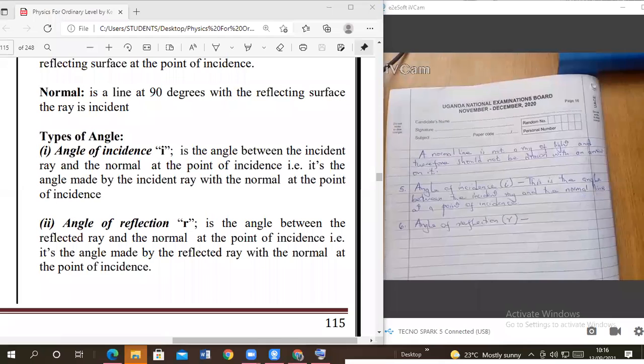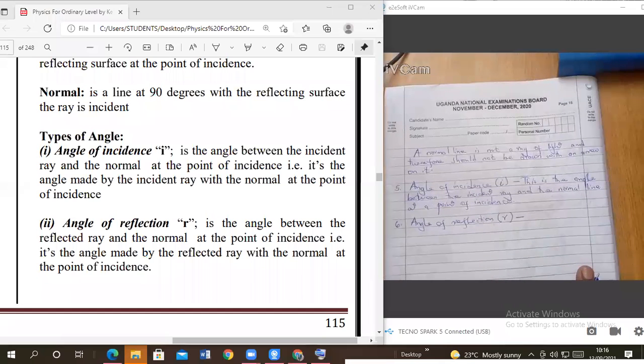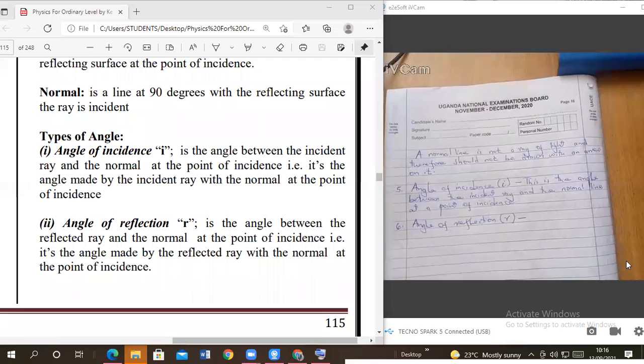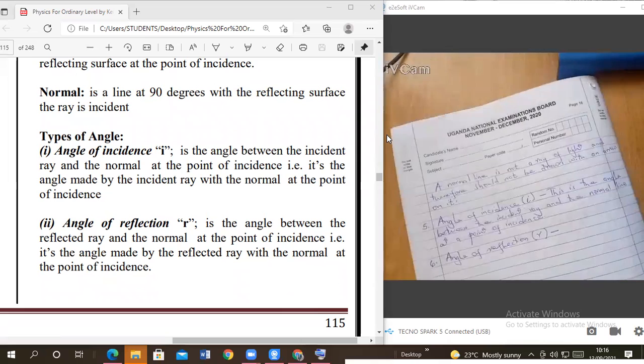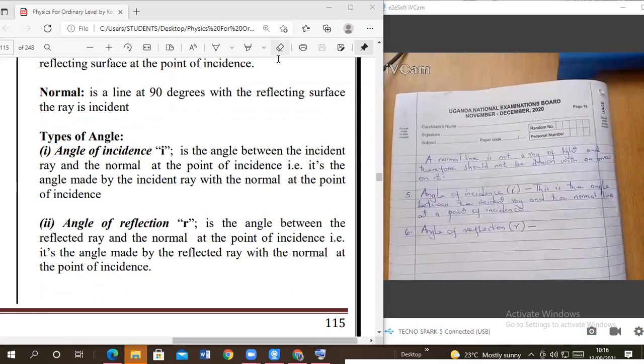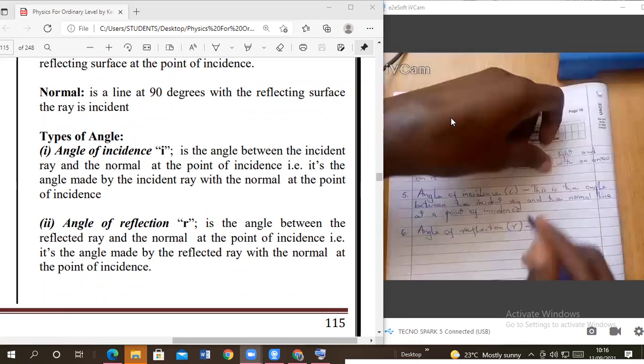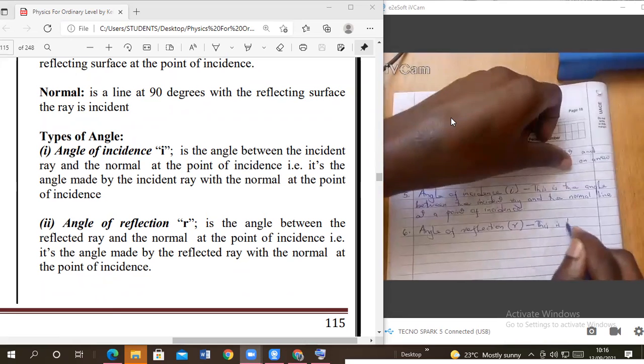It is an angle between the normal line and the reflected ray. Don't leave out the words at a point of incidence, please. Make it complete. Alexandra: the angle of reflection is an angle between the normal line and the reflected ray at the point of incidence. Good.